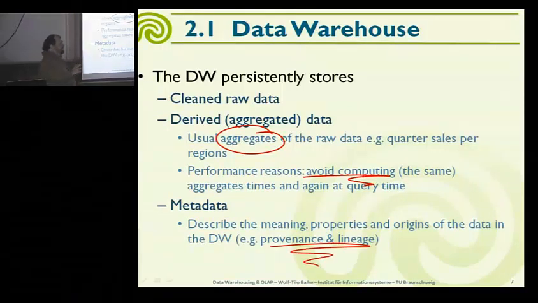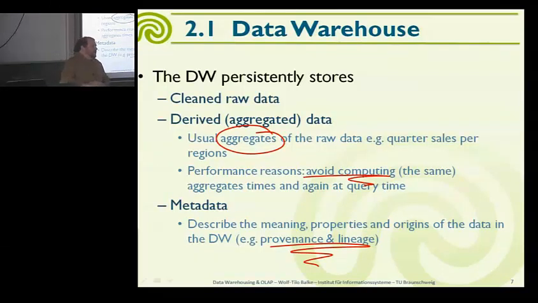Provenance and lineage are kind of very similar concepts. It basically describes where data comes from. How trustworthy is it, right? Is it from just simple stores, and might be wrong, because the people at the cash register, when asked for their zip code or for the city they're living in, say Greenland, or something.